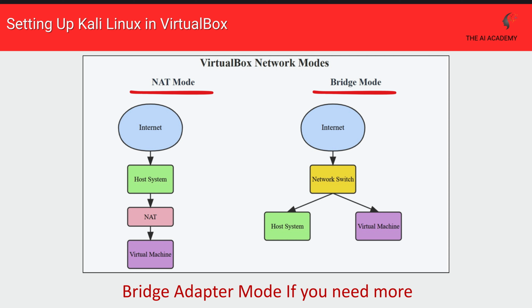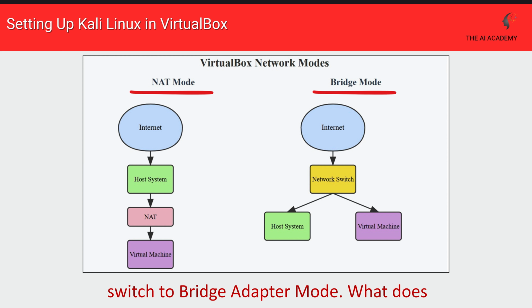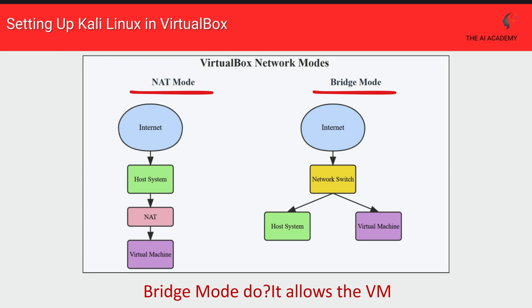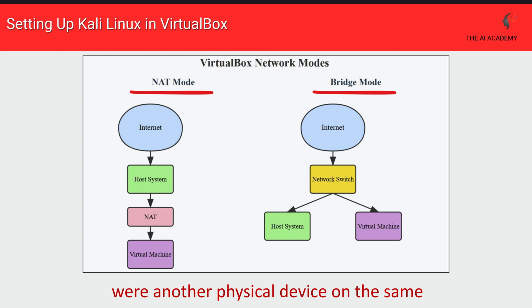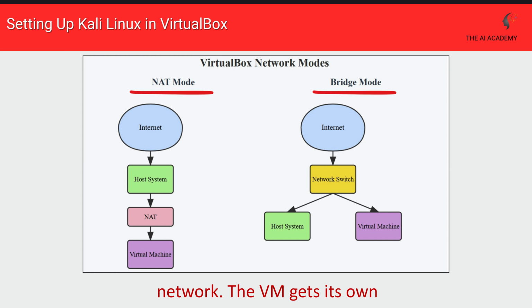Advanced setup, Bridge Adapter mode. If you need more flexibility in connectivity, you can switch to Bridge Adapter mode. What does Bridge mode do? It allows the VM to communicate directly with your host system and the external network as if it were another physical device on the same network. The VM gets its own IP address from the network's DHCP server, making it accessible from other devices on the network. Why use Bridge mode?